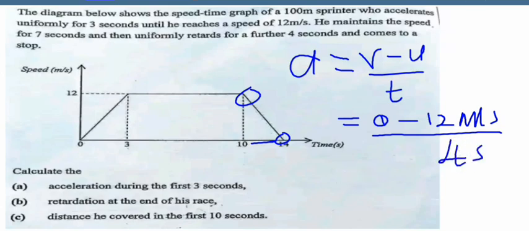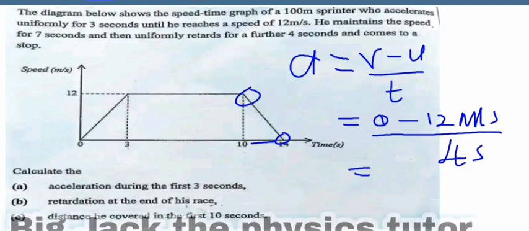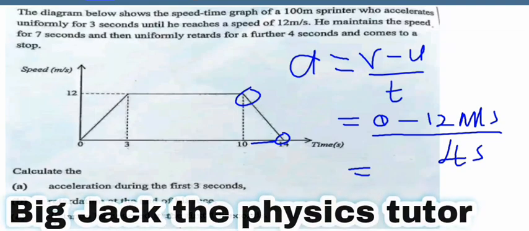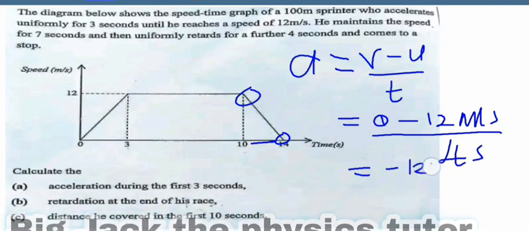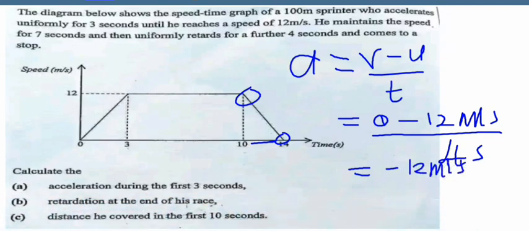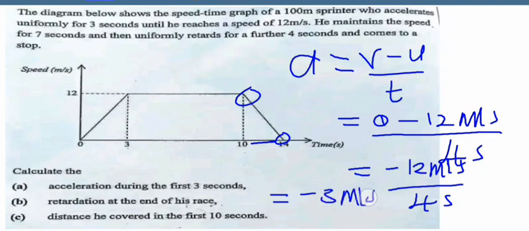Then 0 minus 12 meters per second, we are going to get negative 12 meters per second divided by 4 seconds. Then when I divide, the answer is just going to be negative 3 meters per second squared. So when you talk of retardation, the answer that you are going to get is always negative. So our retardation here is just negative 3 meters per second squared.